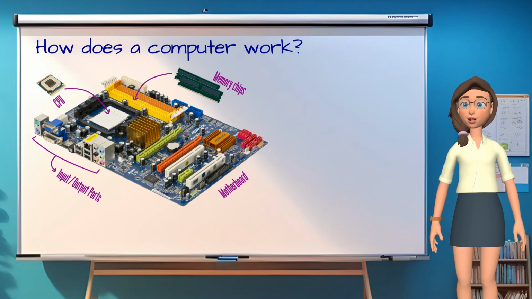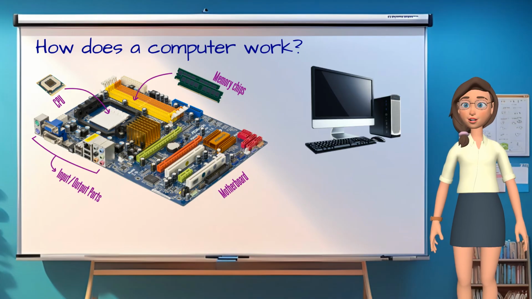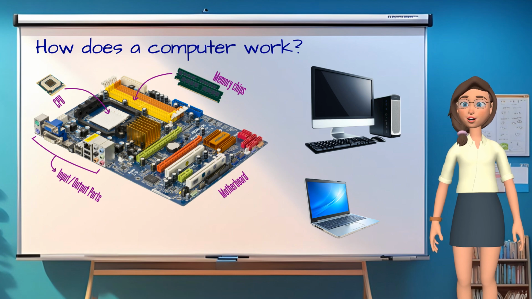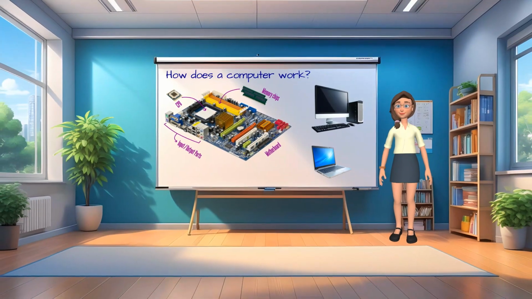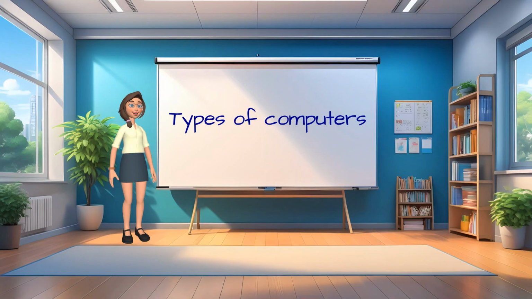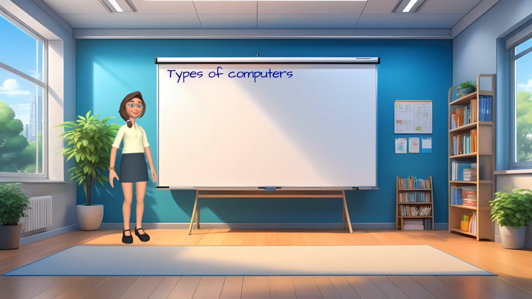Some computers allow you to assemble different components together, like this desktop computer. While a laptop like this one includes all components on one device. Now let's take a look at different computers based on their types and categories. There are many computers of different sizes and forms.